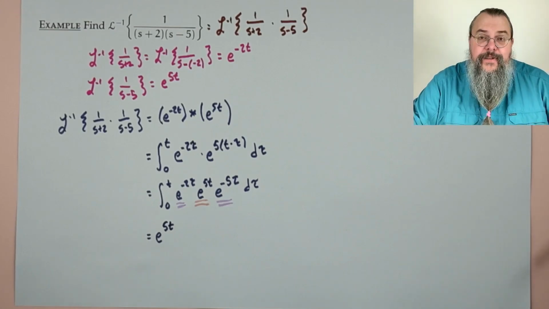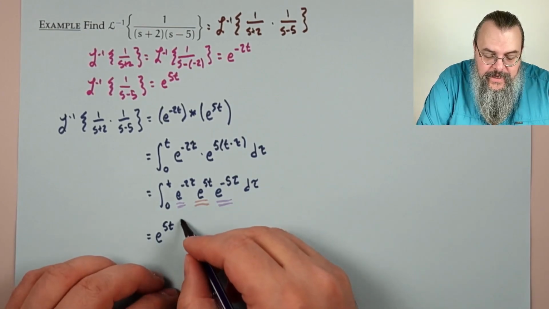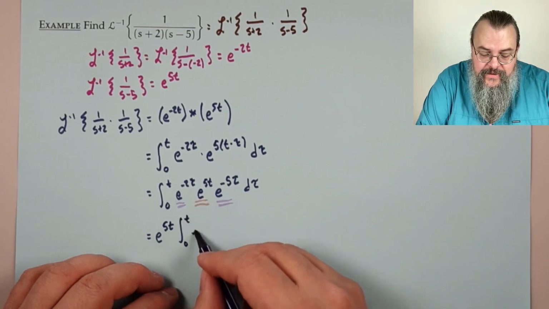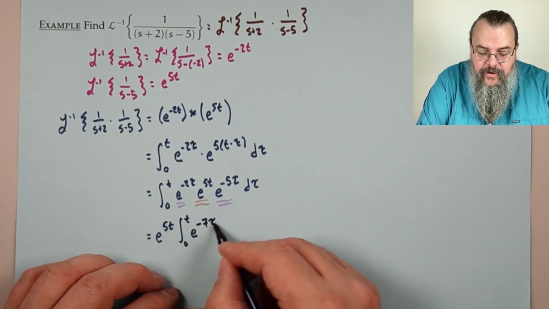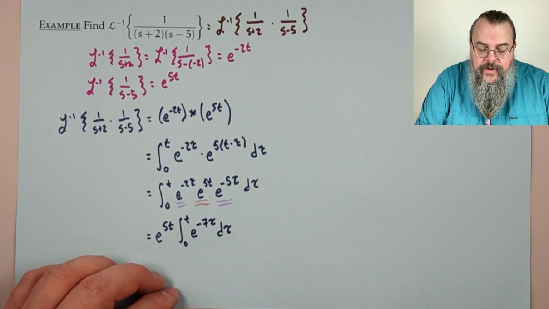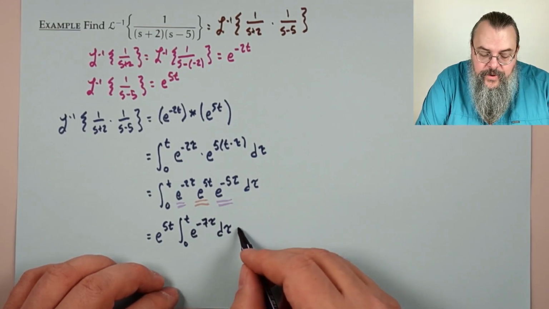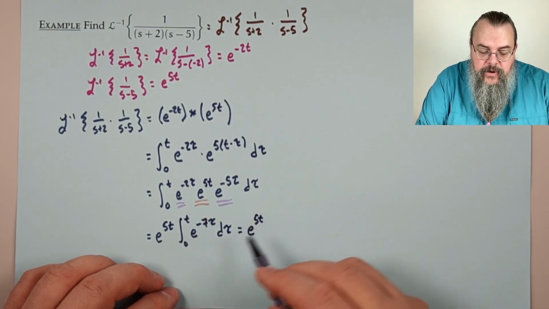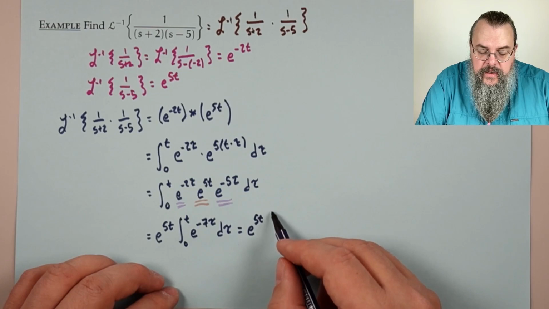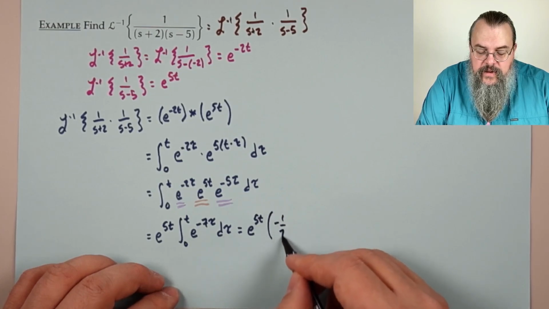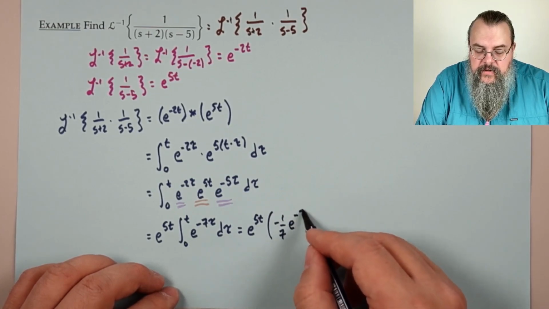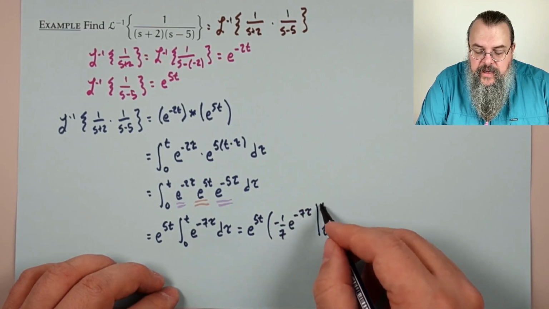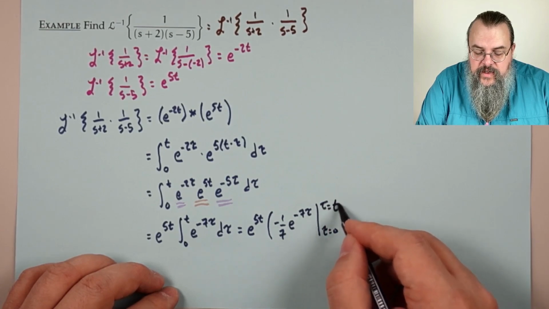And we can do that, right? Because we have rules for exponents. So we have integral 0 to t, and minus 2 tau minus 5 tau is e to the minus 7 tau. All right, good. Now, we're most of the way there. We say, okay, e to the 5t, and now the integral is minus 1/7 e to the minus 7 tau, evaluated tau equals 0 to tau equals t.